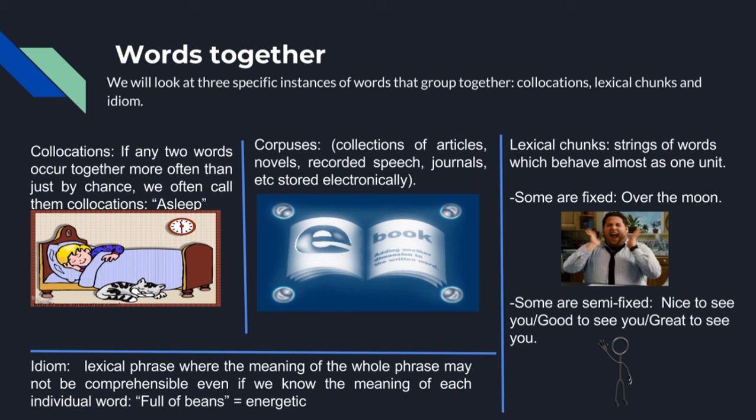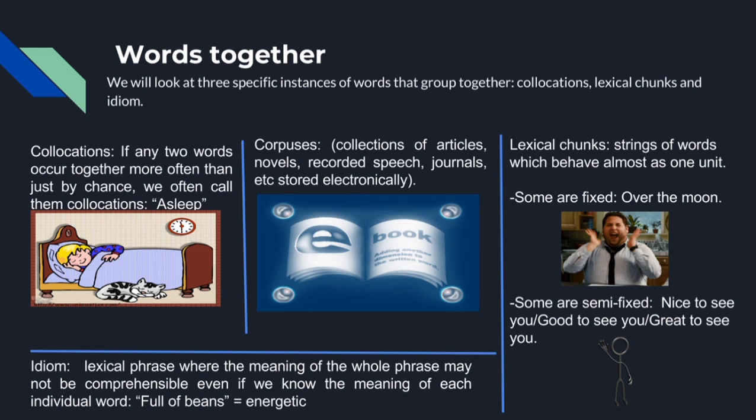Words together. We will look at three specific instances of words that group together: collocation, lexical chunks, and idioms or idiomatic expressions. Collocations and lexical chunks are very similar. We use them to express something with just one word or express just one thing with a lot of words.